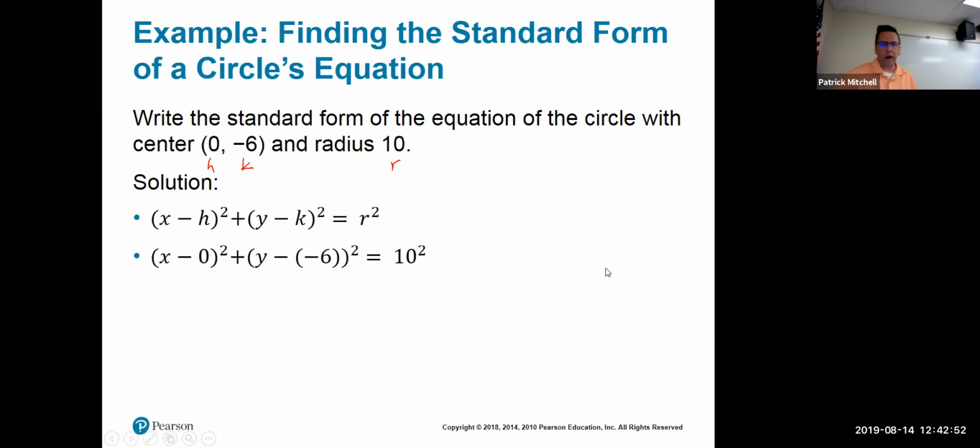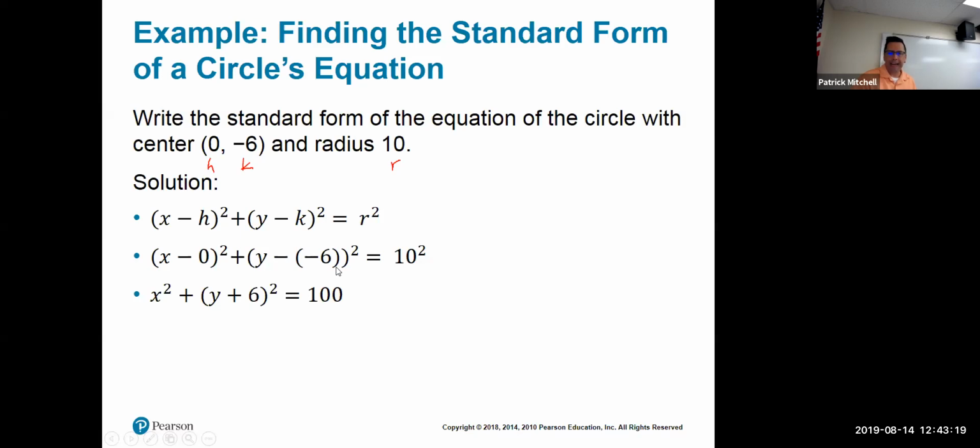So here's what you get when you do that. (x minus 0) squared, because h is 0. (y minus -6), that's why you have to be careful with that built-in minus sign. (y minus -6) squared equals 10 squared. So then the only thing that they'll expect you to do after that is just pretty it up a little bit. So after you pretty it up, you rewrite x minus 0 as x. You rewrite y minus -6 as y plus 6. And 10 squared is 100. So that is the standard form of the equation of that circle.